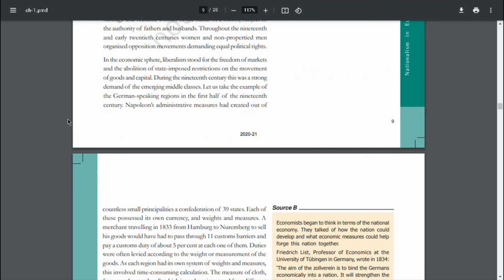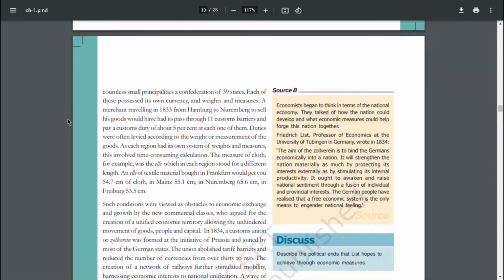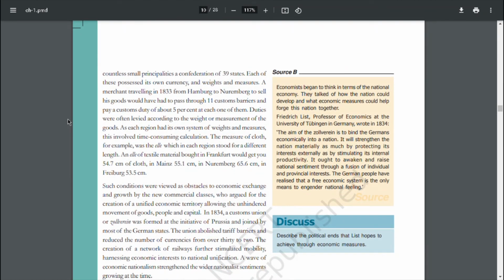In the economic sphere, liberalism stood for the freedom of markets and the abolition of state-imposed restrictions on the movement of goods and capital. During the 19th century, this was a strong demand for the emerging middle classes. Let us take the example of the German-speaking regions in the first half of the 19th century. Napoleon's administrative measures had created out of a countless small principalities a confederation of 39 states.